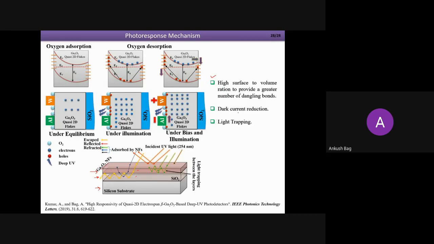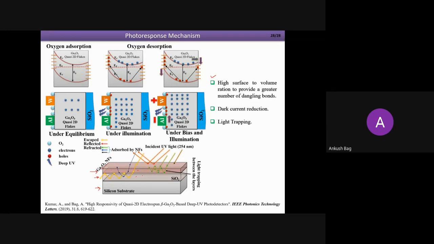And also, there is light trapping. In this ray diagram, we have tried to show that there is a possibility of light trapping between the gallium oxide and the silicon dioxide below. We deposited this gallium oxide on the silicon substrate, and you know that on a silicon substrate, if we don't clean it properly, we will always have some native oxide, that means silicon dioxide. So silicon dioxide and gallium oxide actually form an interface.